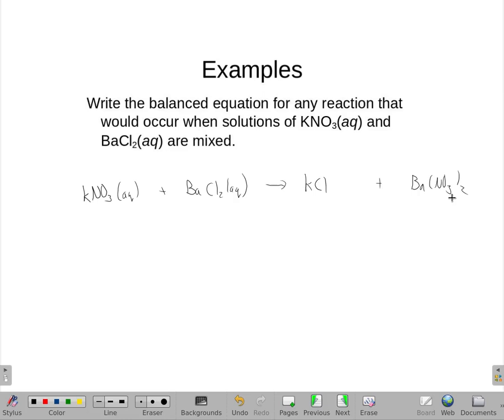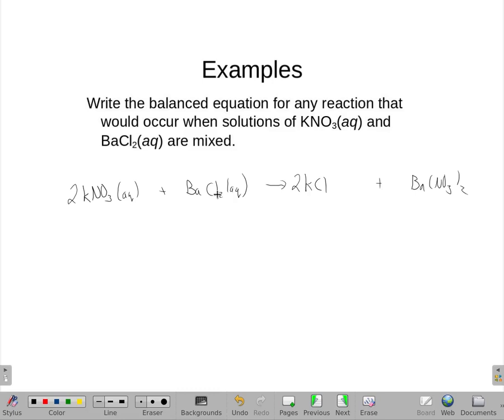All right, now our next step, we're going to balance it. Rather than try to balance the nitrogens and oxygens separately, I'm going to balance it as if it's nitrates. And I'm going to start over here because of the nitrates. So I have right now 2 nitrates. So I'm going to come back here and say 2 potassium nitrates. And that's 2 potassiums, which gives me 2 potassium chlorides. And that takes care of everything else.